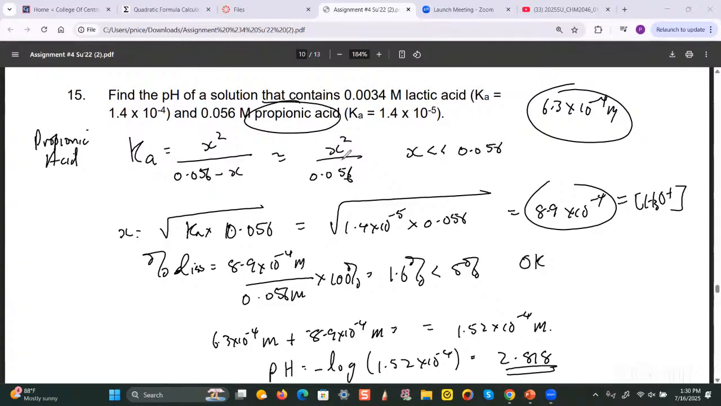All right, yes, ma'am. Would it be 15.2 times 10 to the minus 4? I'm sorry, you mean here? Yeah, you just add these two. I got 15.2. 6.3 times 10 to the minus 4 plus 8.9 times 10 to the minus 4. I got 1.52 times 10 to the minus 3. Okay, this should be minus 3, my bad. So that changes this to minus 3. So this is not correct.